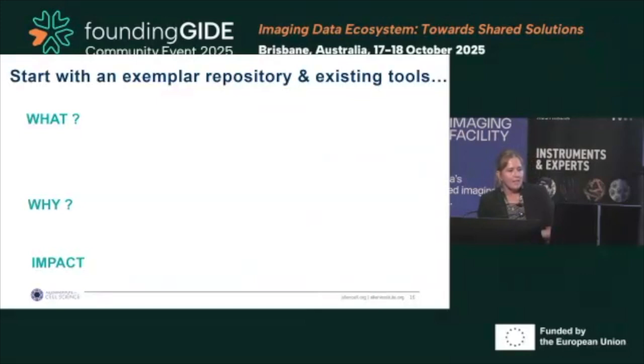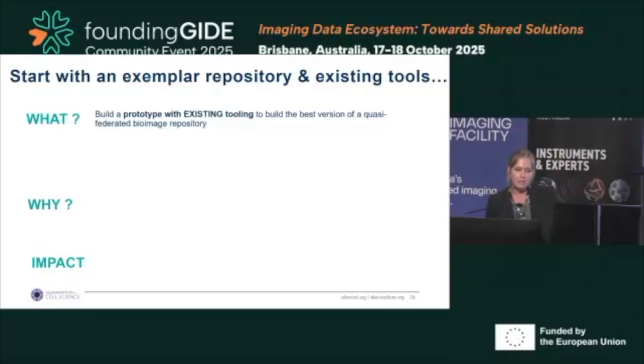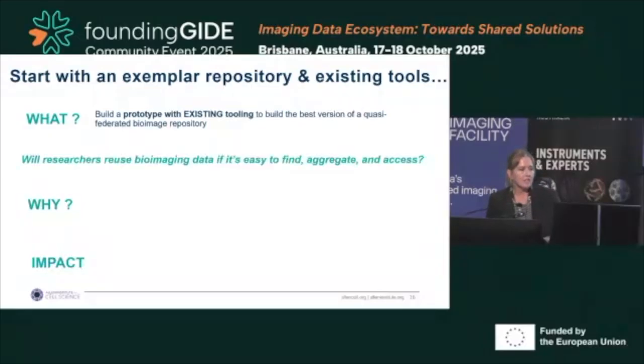To start with an exemplar repository, the Allen Institute for Cell Science proposed last year to build a prototype or proof of concept of this with other private institutes that are based in the US. The idea of using this prototype will be to answer this specific question: will researchers reuse bioimaging data if it's easy to find, aggregate, and access?